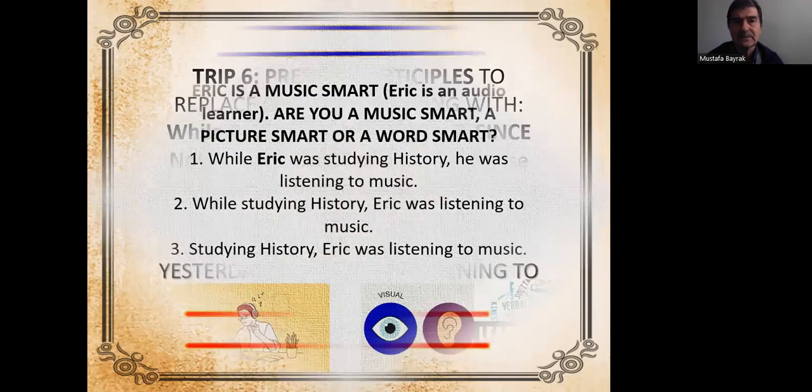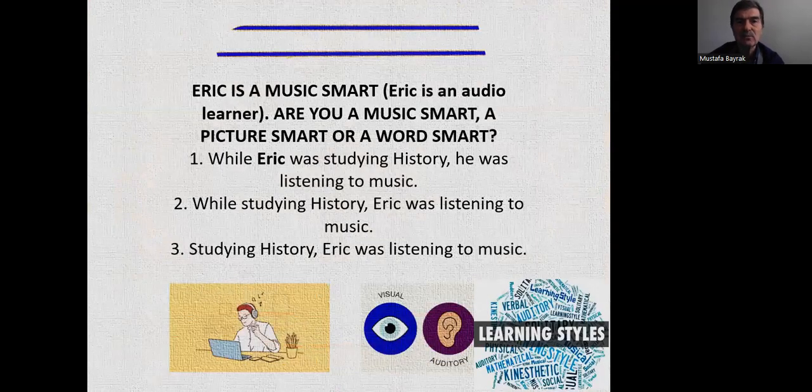But what about this? Eric is a music smart. Eric is an audio learner. Are you a music smart, a picture smart, or a word smart? For example, I think I am a word smart. I learn something by reading, by thinking about sentences, words, etc. So I can say that I am a word smart, a word learner.